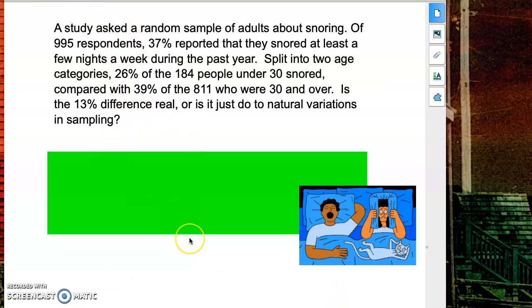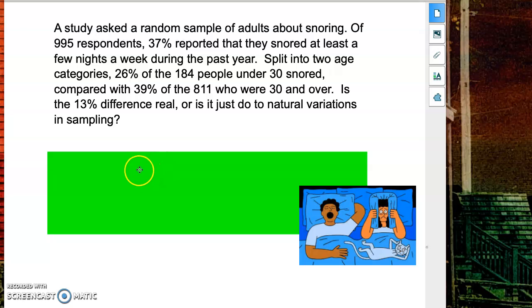So here's an example. A study asked a random sample of adults about snoring. Of 995 respondents, 37% reported that they had snored at least a few nights a week during the past year. We split them into two age categories. 26% of the 184 people under age 30 reported snoring, compared with 39% of the 811 who were 30 and over. Is this 13% difference a real thing, or is it just due to natural variations in sampling? And pardon my typo on due, it should be D-U-E.